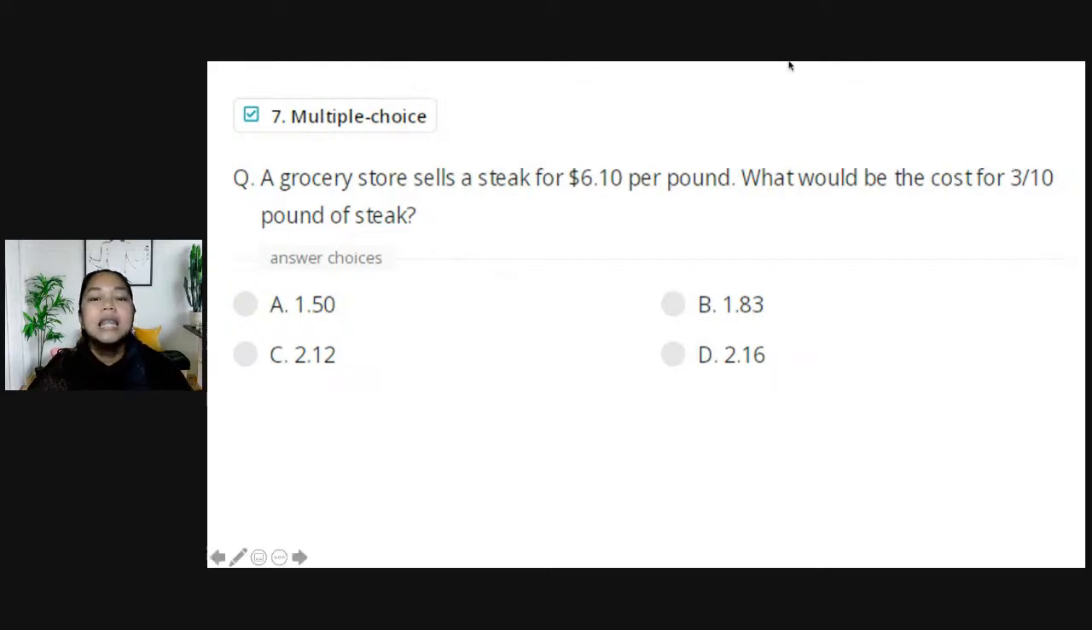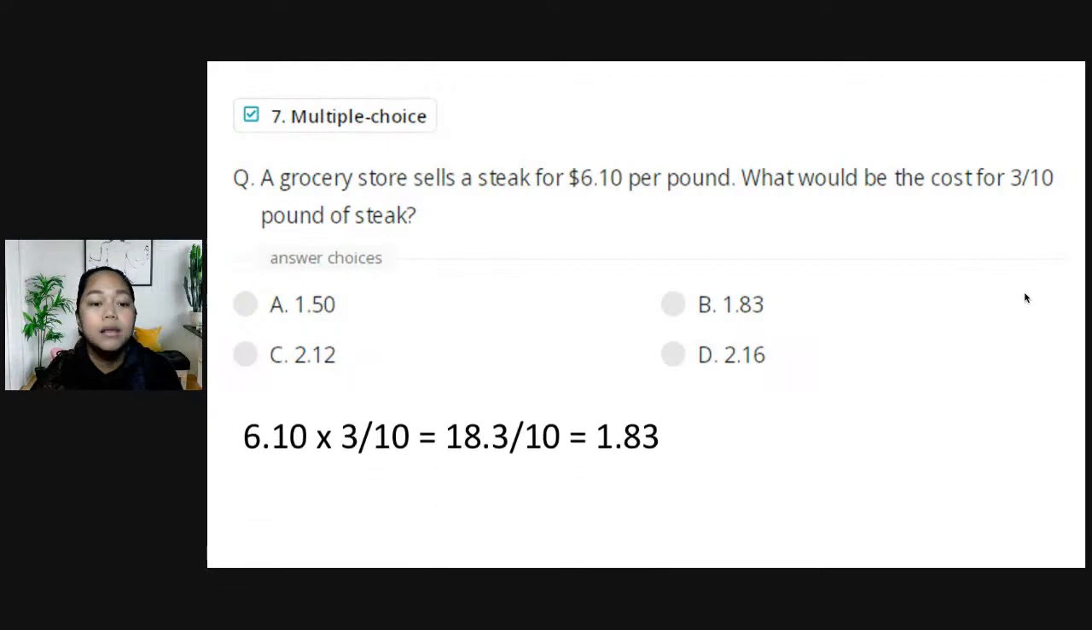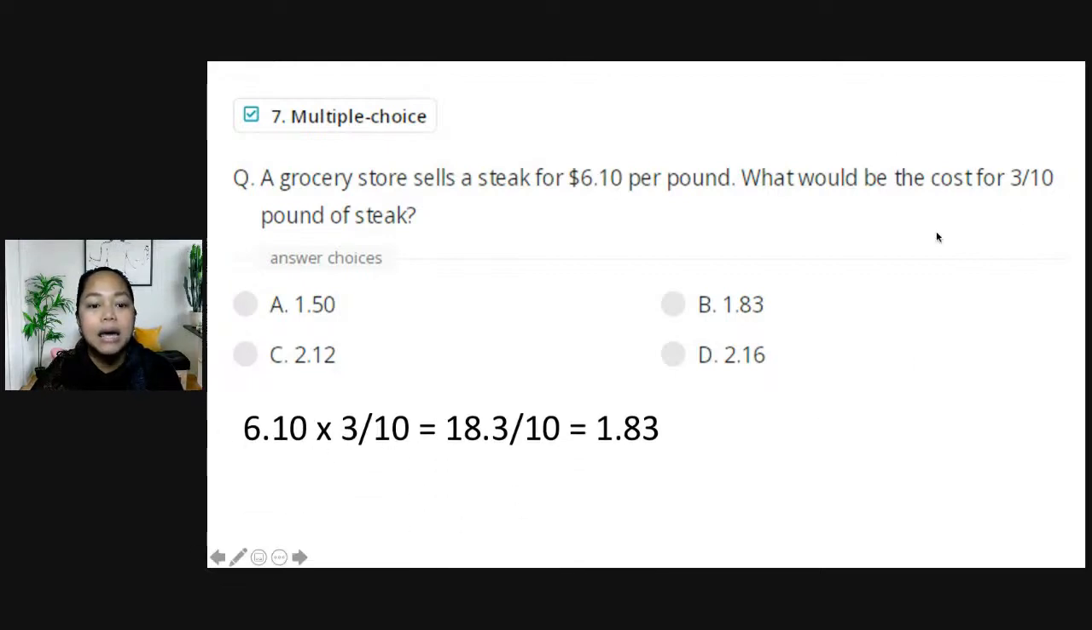Okay, so letter B. Now, sabi dito, yung store mo sells steak at $6.10 per pound. Na ngayon, yung bibilhin mo ay 3/10 of a pound lamang. Now, again, as I mentioned, there are several ways for you to solve your problems in math. If you try to use 3/10, pwede na 6.10 times 3 divided by 10. When you multiply 6.10 by 3, your answer would be 18.3. And of course, if you divide this by 10, you simply move the decimal point one time to the left, and you will get the answer of 1.83.